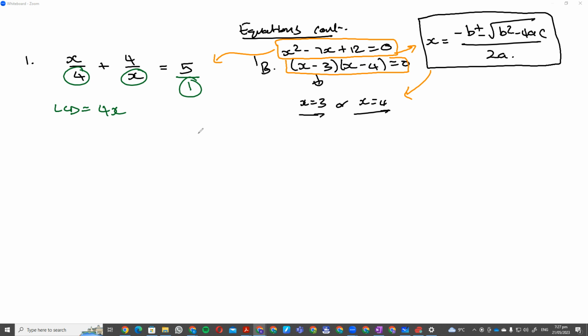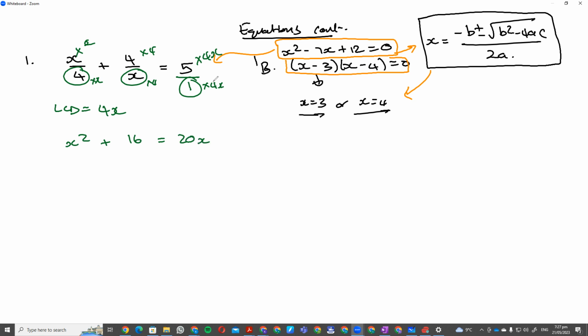Now, using this denominator, what I can do is basically remove the denominators completely if I multiply the numerators by whatever I don't have in my denominator. So I'm going to multiply this by x, I'm going to multiply this by 4, and I'm going to multiply this one by 4x. And we're going to end up with x squared plus 16 equals 20x.